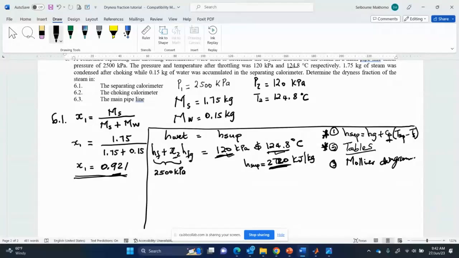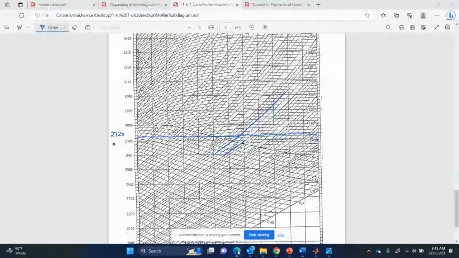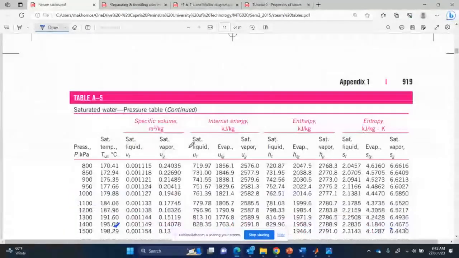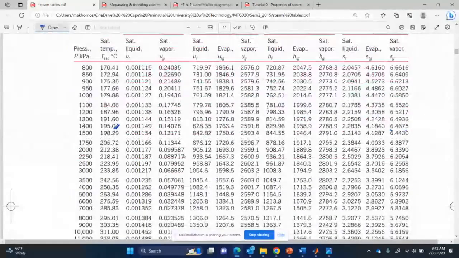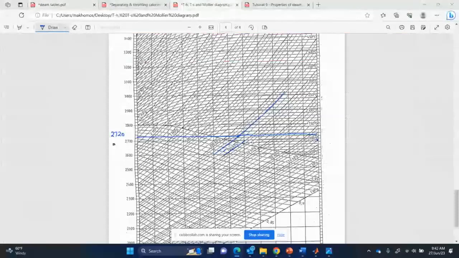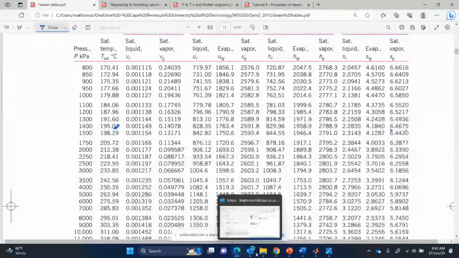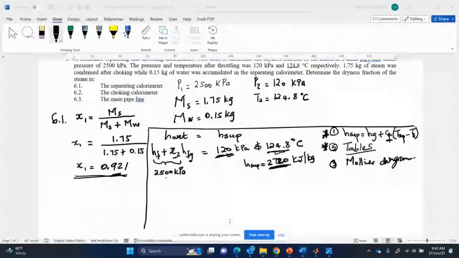So now let's compute this. hf at 2500 from the tables. Let's go up. hf at 2500. Where is 2500? Here is hf. 961.87.